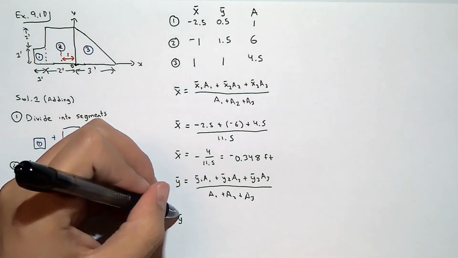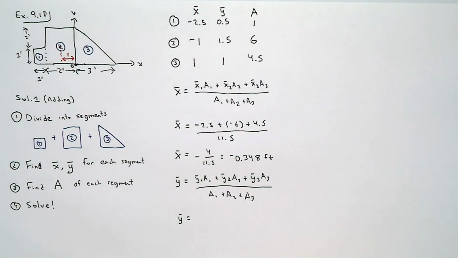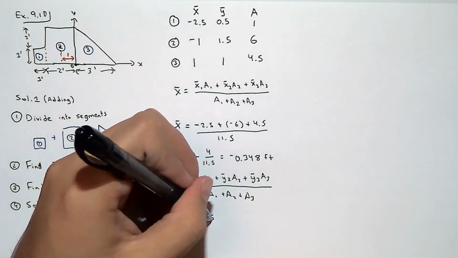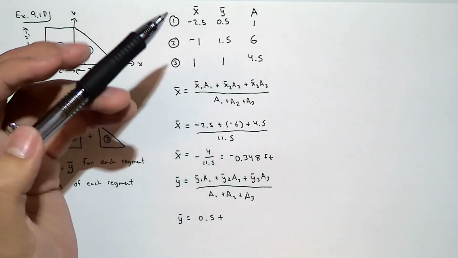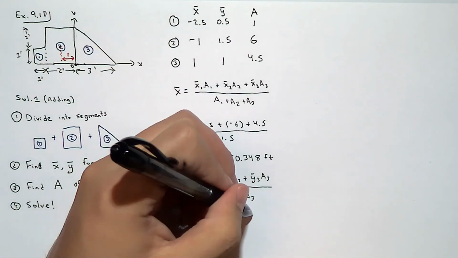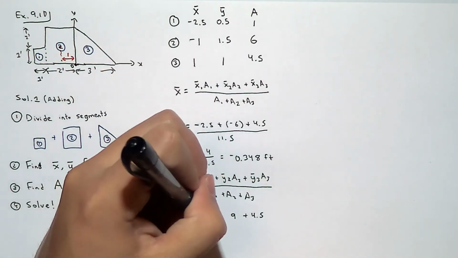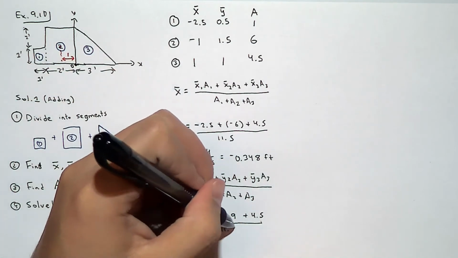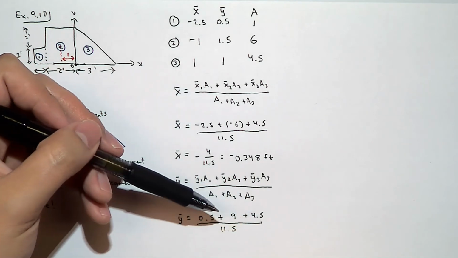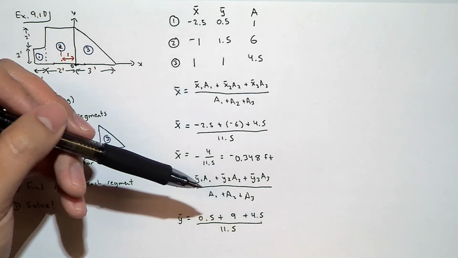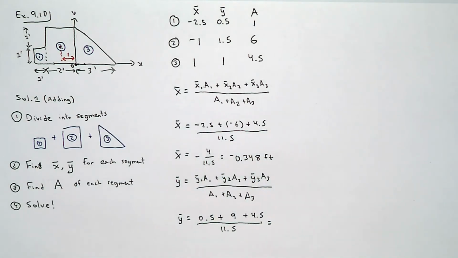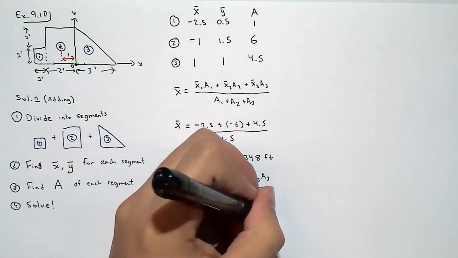So in this case, I have y bar 1 area 1. So y bar 1 is 0.5 times 1, that's 0.5. Y bar 2 is 1.5 times 6, that's 9. Y bar 3 is 1 times 4.5, that's 4.5. And all this divided by my area, which we already calculated as 11.5. This is 5 plus 9 is 14, so 14 over 11.5. Can anybody give me that number? 1.22. Thank you.